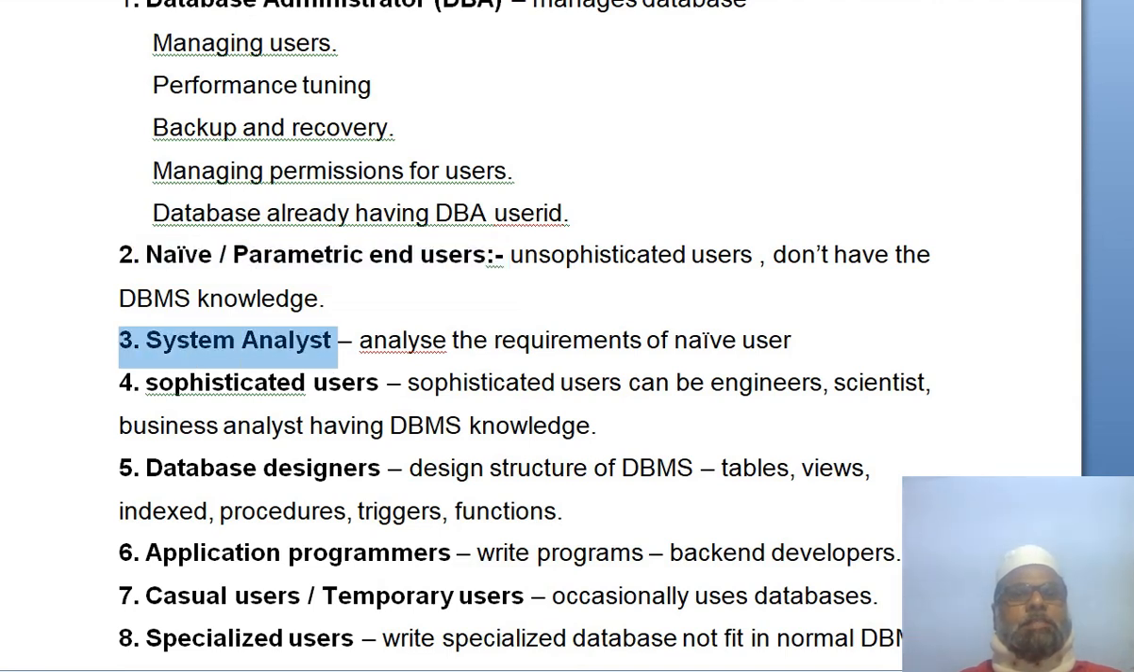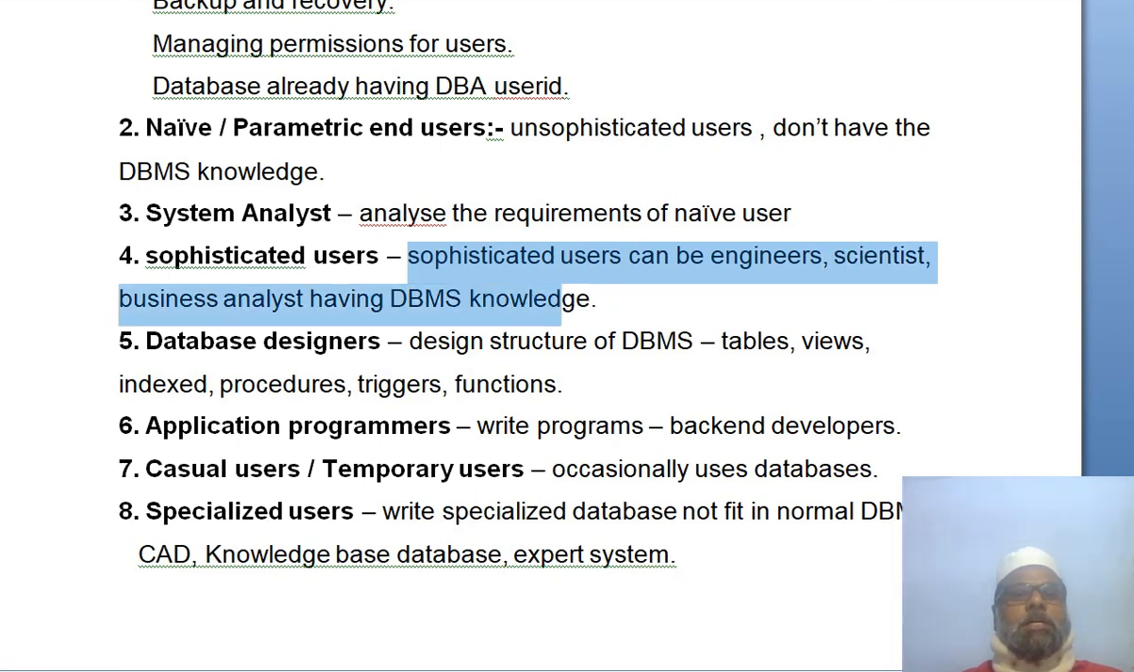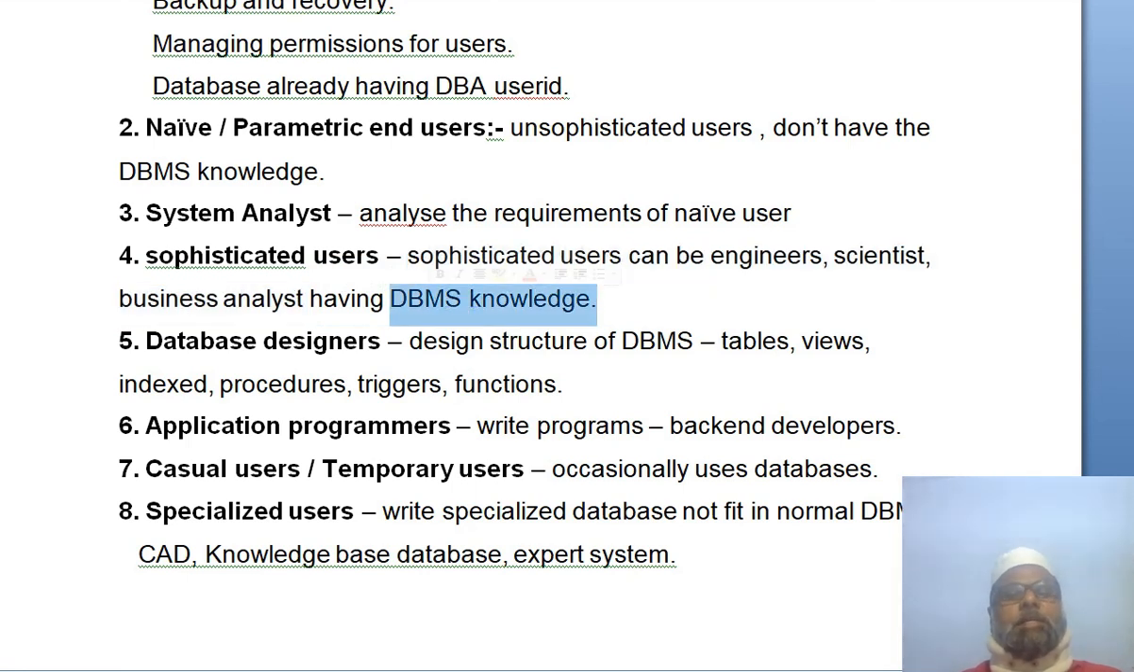Next one is the system analyst. A system analyst is a person who analyzes the requirements of the naive users or parametric users. They are defining the requirements of the naive users. Next, the fourth one, sophisticated users. Sophisticated users can be engineers, scientists or business analysts, and they have knowledge of the database management system, and they create their own database and work on their own created database.